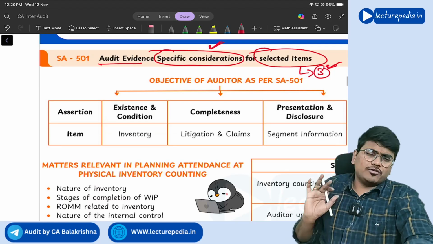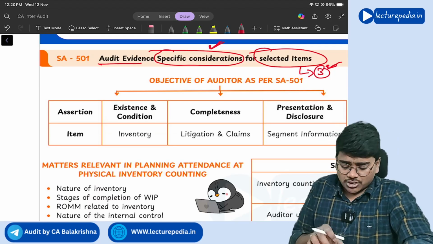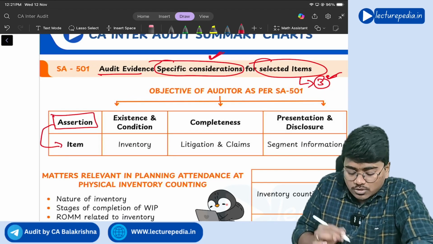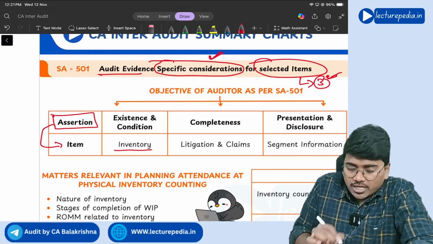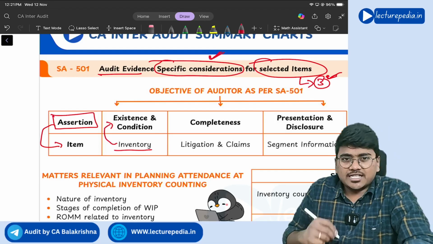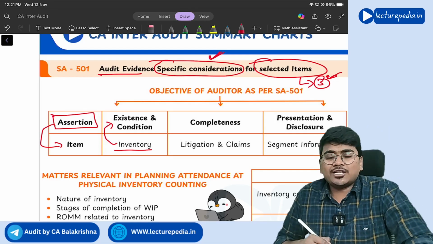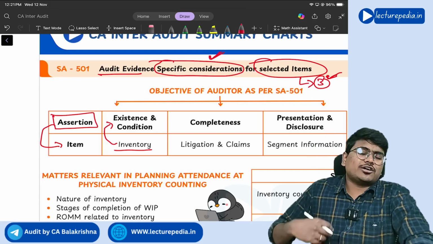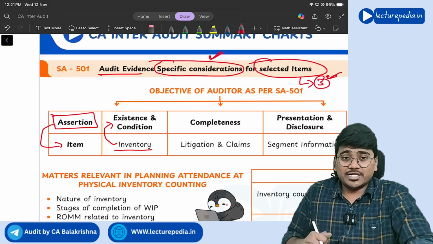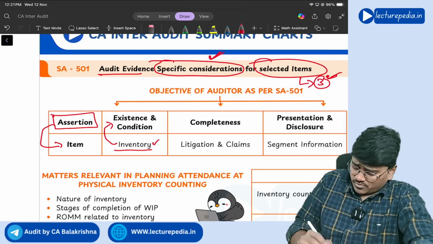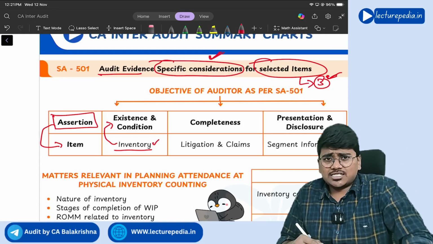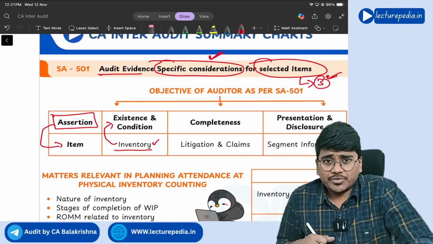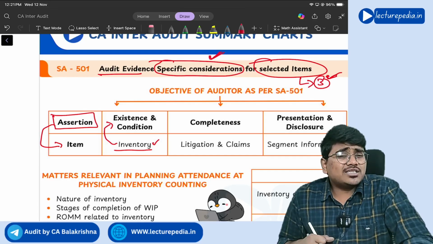So first of all, we will see what will be covered in this SA 501, the assertion that will be covered, and with respect to which item. First of all, inventory: existence and condition of inventory. To obtain audit evidence about existence and condition of inventory, what audit procedures you have to perform, that we will be dealing with here. Okay. With respect to inventory, there are other assertions also apart from the existence assertion, like completeness, valuation, rights and obligations, all those assertions we will not be seeing.